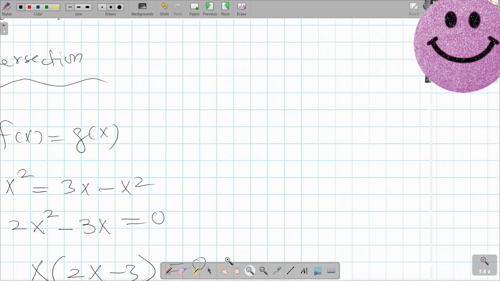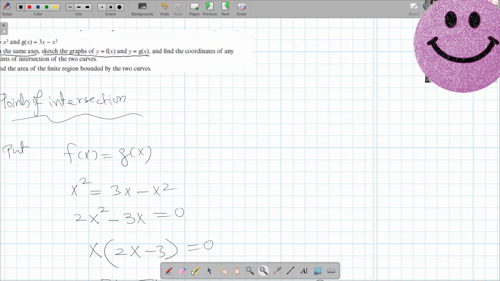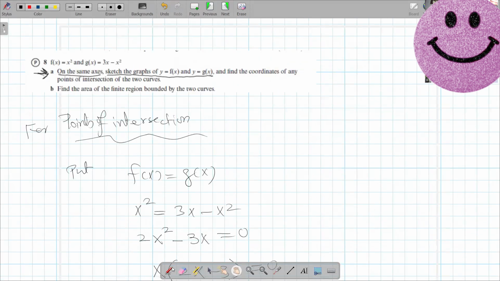So you can solve part B directly without sketching as well. The required area will be, we will integrate from 0 to 3 by 2. Which one is the upper curve? G. And which one is the lower curve? This.